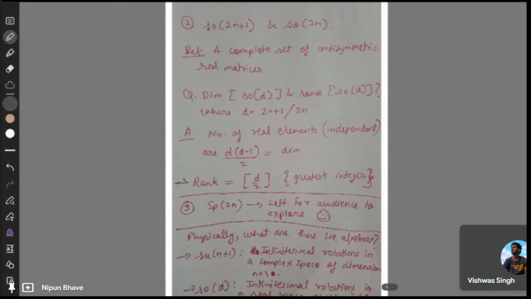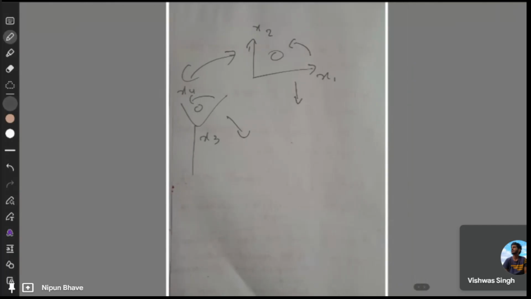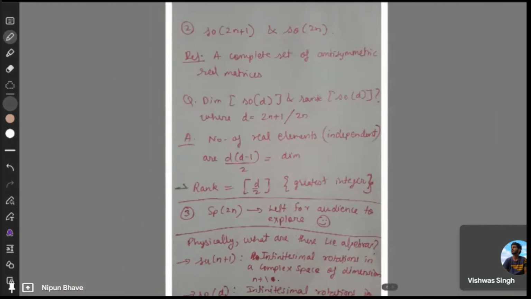But the number of elements in the coset are now different because there are more rotations that you can do. So that's why the structure of the even and odd dimensions is different.